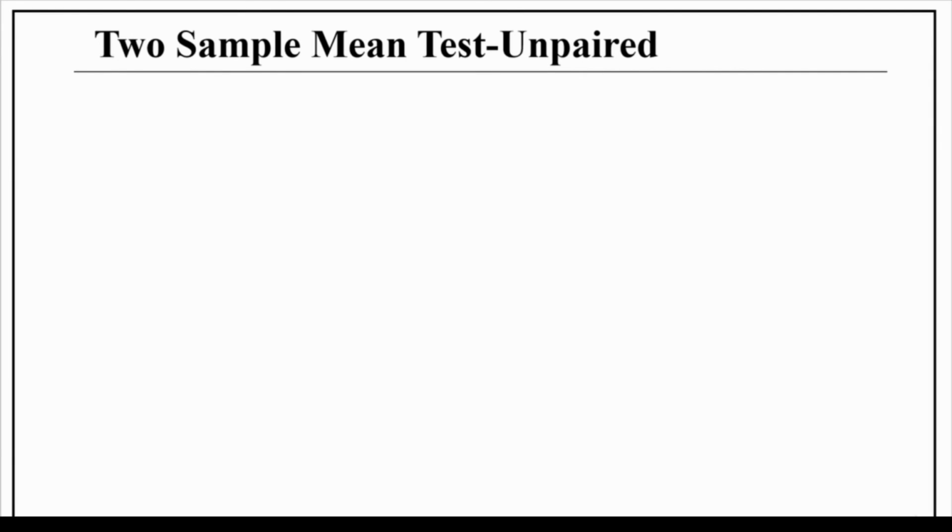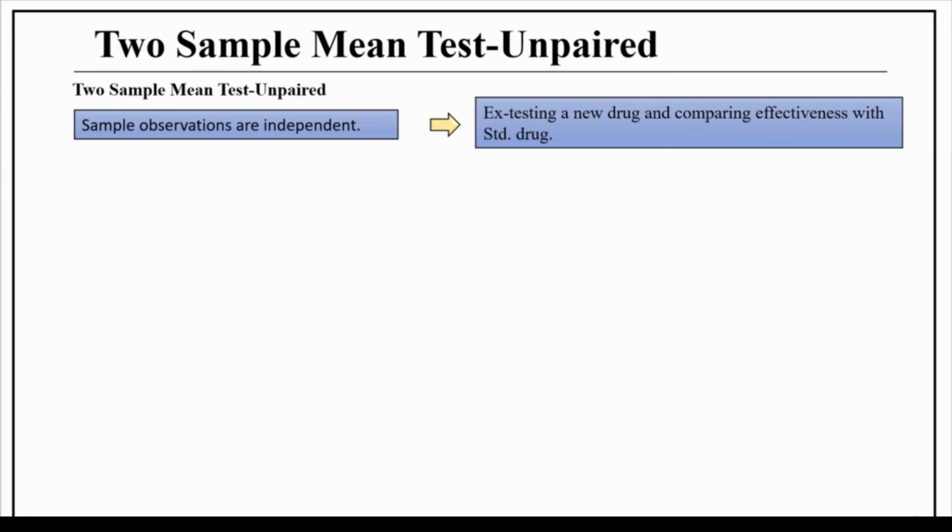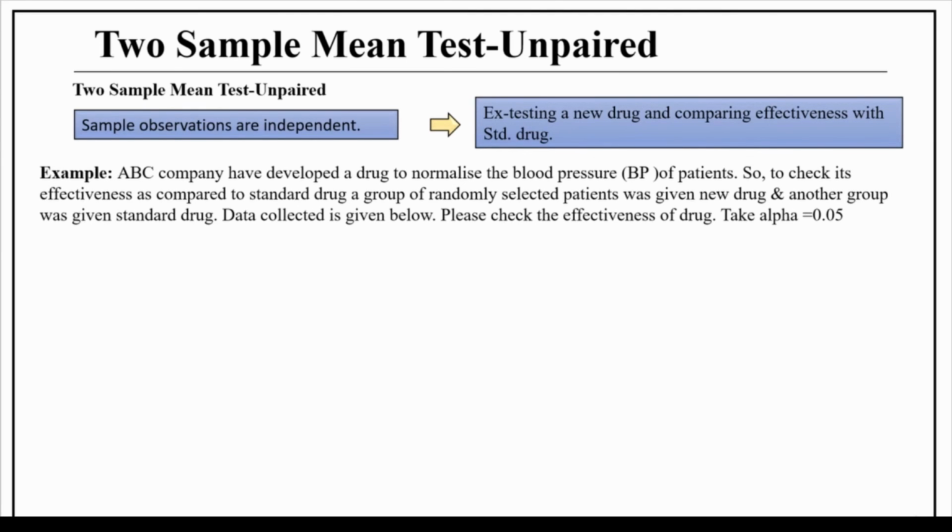Hello friends, welcome again. The topic which we will cover here is two sample mean test for unpaired observation. So when we do two sample mean test unpaired, when the sample observations are independent, for example testing a new drug and comparing effectiveness with the standard drug. Let's understand it with an example.